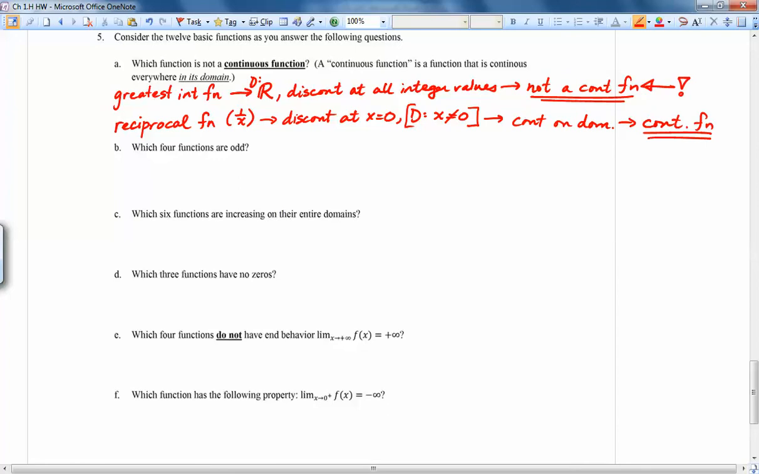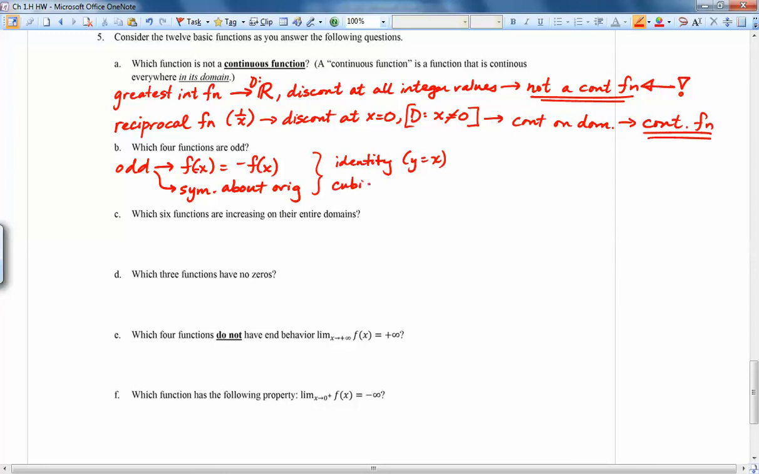Which four functions are odd? So remember, odd means a couple different things. An odd function means f of negative x is equal to negative f of x. And all these mean the same thing: it's symmetric about the origin. So the ones that are symmetric about the origin would be the identity function, which is y equals x. It'd be the cubic function, which is y equals x cubed.